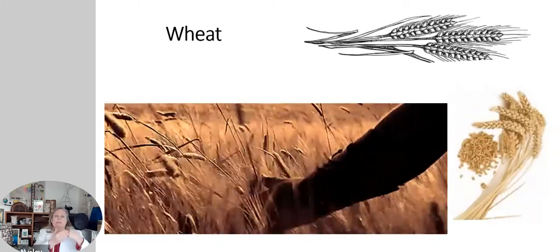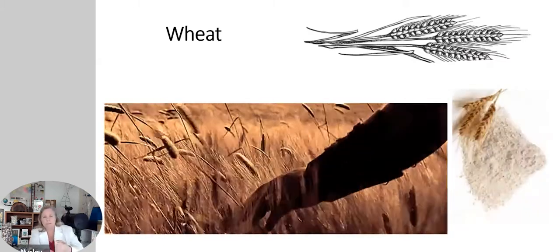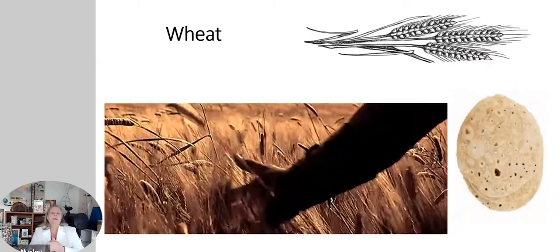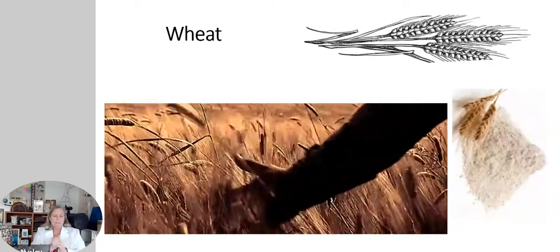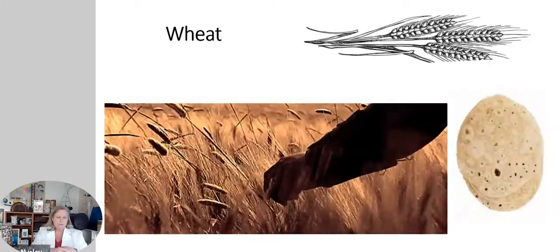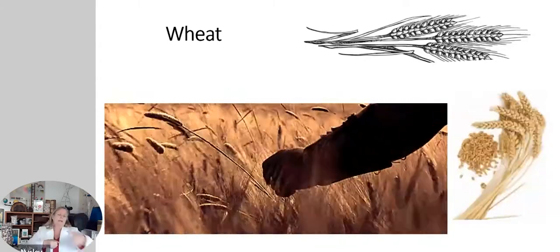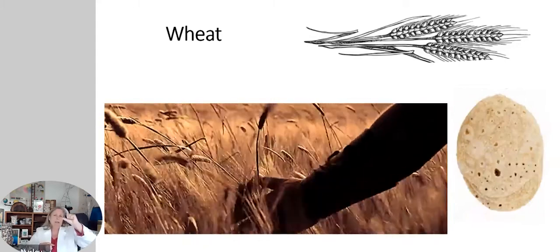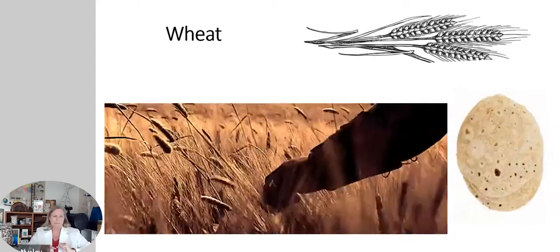And then sometimes it's bleached to become a white flour. Sometimes it's left this brownish color. But we use that flour in lots of different things, like the flour tortilla you see there. And you see, as he's walking through this field, you can see how the big leaves help support the plant and the stems, but it's just that little top part that we're harvesting that makes the seed, okay?